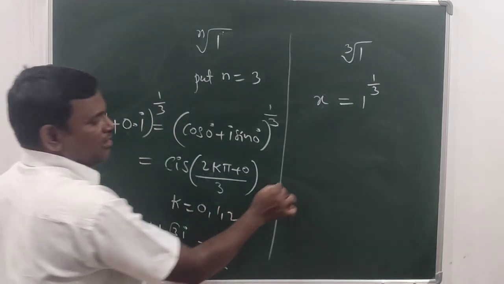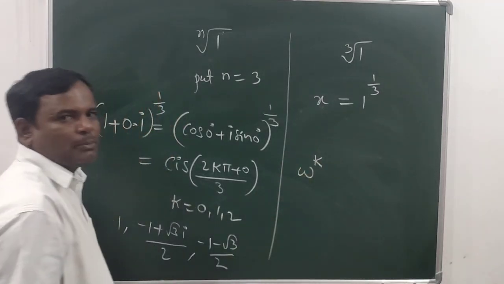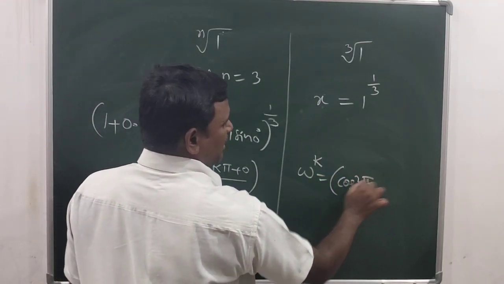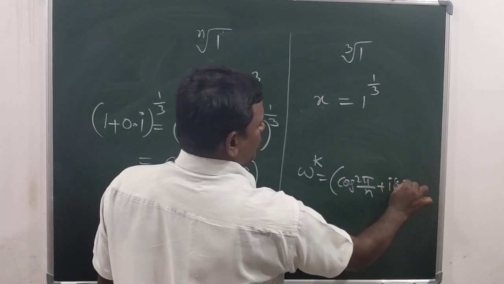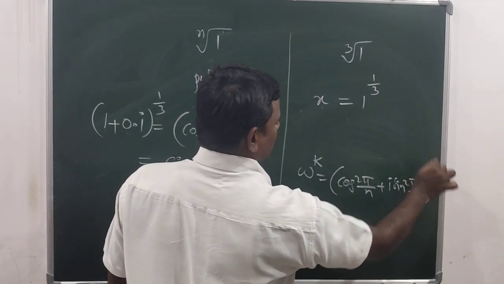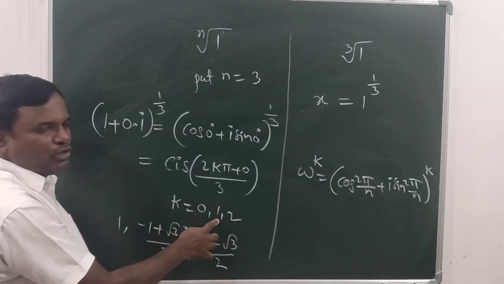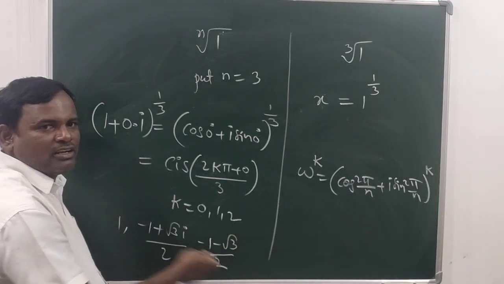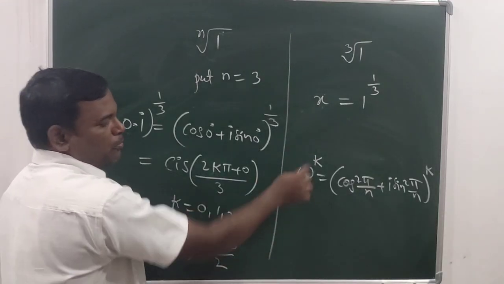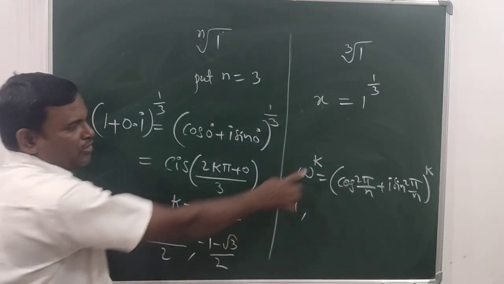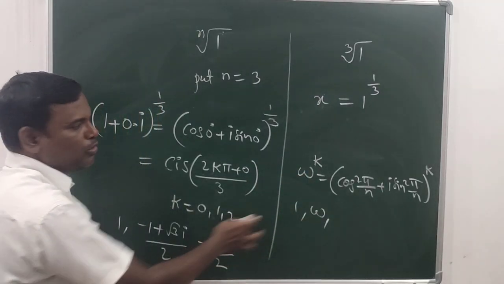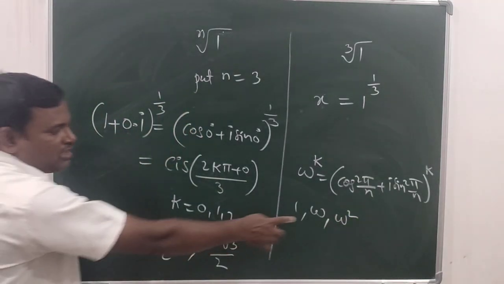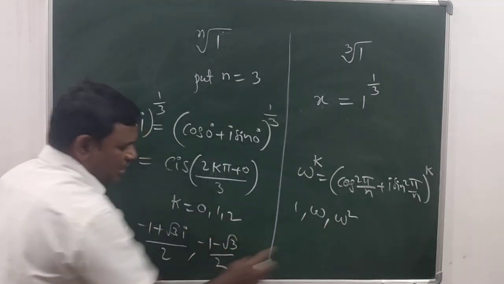So in the previous one, we got with this step omega power k. Inside omega, what have I written? Cos 2 pi by n plus i sin 2 pi by n, whole power k. Now there also you can write k equal to 0, 1, 2. By writing k equal to 0, 1, 2, in that also you will get these three. If you write k equal to 0, omega power 0 becomes 1. If k equal to 1, you will get omega. If k equal to 2, you will get omega square. So the first is 1, the second you can take as omega, the third as omega square.